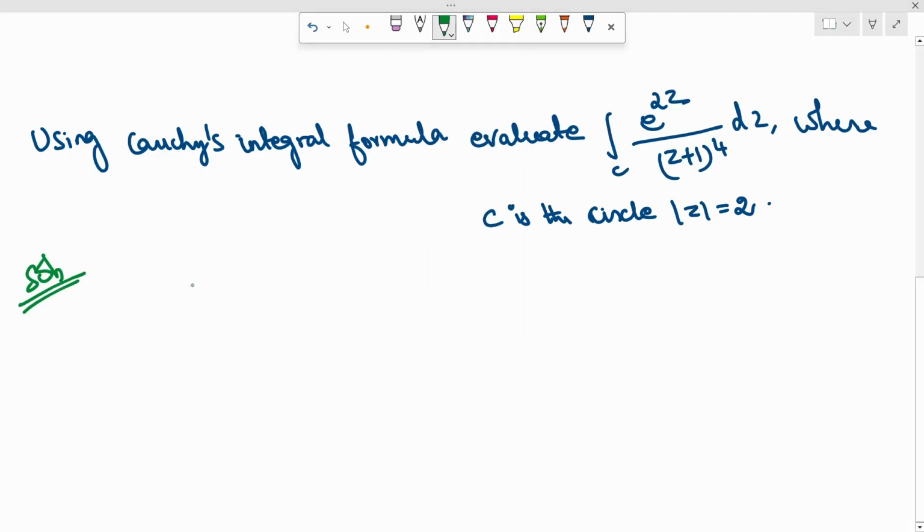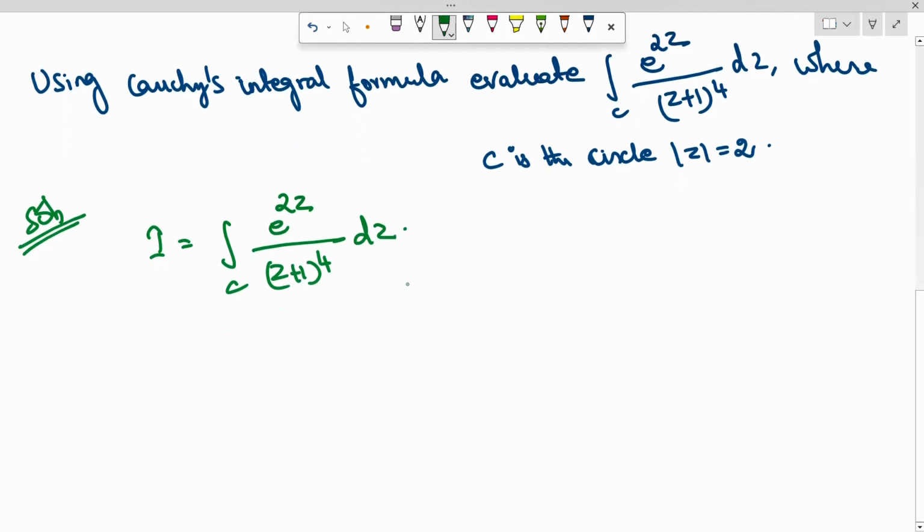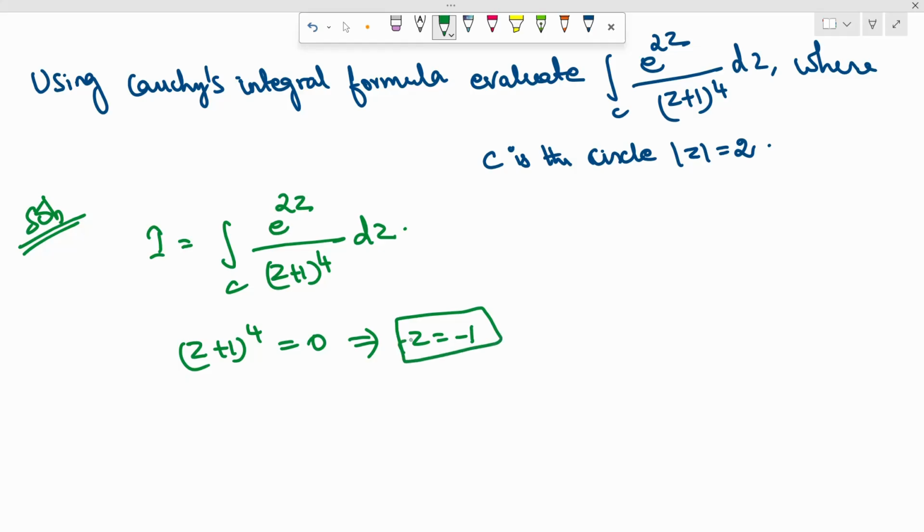In step 1, find the singular point. The given problem is the integral over c of e power 2z by (z plus 1) whole power 4 into dz. In the usual way, we find the singular point by equating the denominator value to 0. (z plus 1) whole power 4 equal to 0, therefore z is equal to minus 1. Therefore, the singular point is z is equal to minus 1. And then draw the diagram for the given curve.